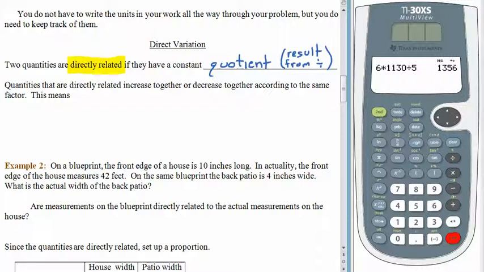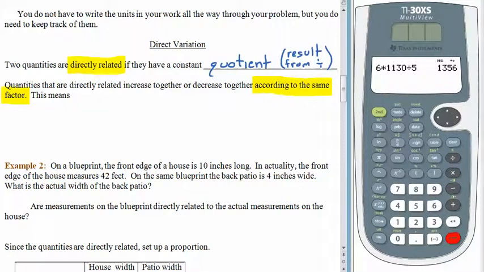That's, of course, why the fractions are involved in the first place, right? Fraction means to divide, so you've got a division on the left, gives you the same answer as the division on the right, and they have then that constant quotient. If quantities are directly related, then they either increase together or they decrease together, but not in an adding or subtracting way. They increase together or decrease together according to the same factor. And factor is a word that we use when we're multiplying.